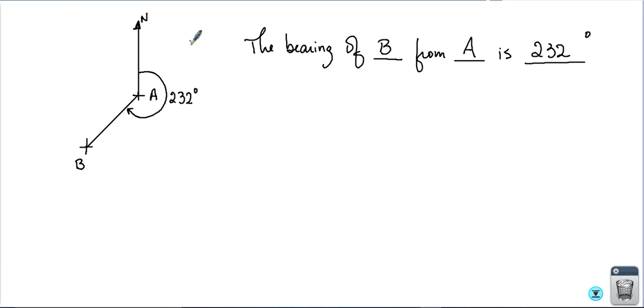So to describe this bearing here, we need to write down that sentence. The bearing of B from A, if you are at A and you want to find where B is, you have to turn clockwise, is 232 degrees. Okay, let's find another example.